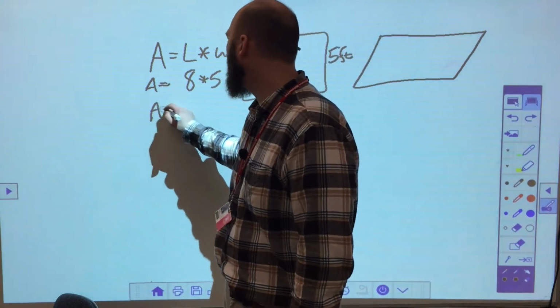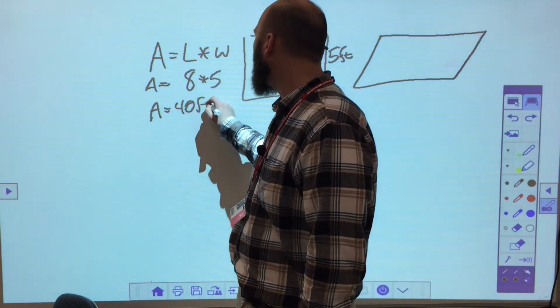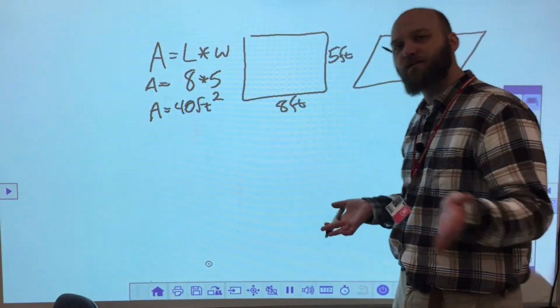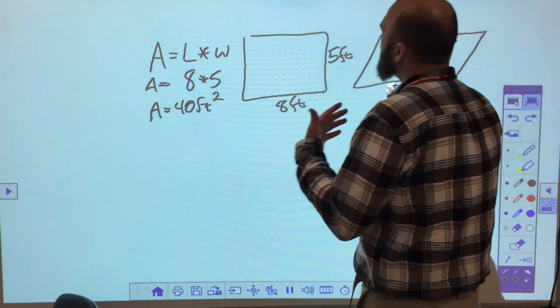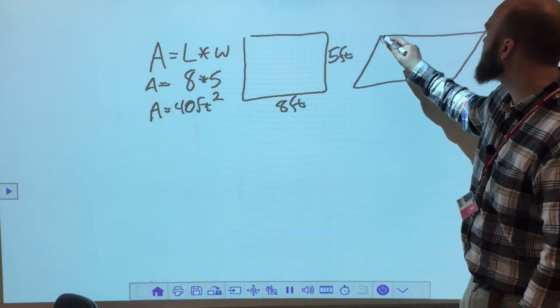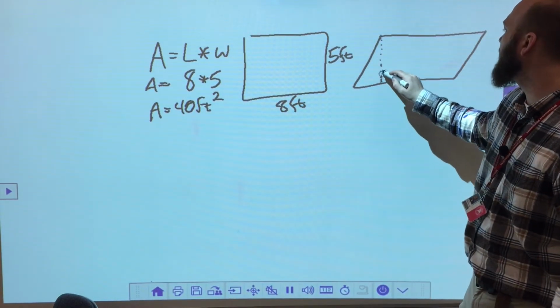8 times 5, of course, our area equals 40. And we're in feet. That's our unit, and it's squared because area is square feet. It's 2 dimensions. If I were looking at this, that makes perfect sense. And it doesn't matter if I'm over here and I make my straight line up here.